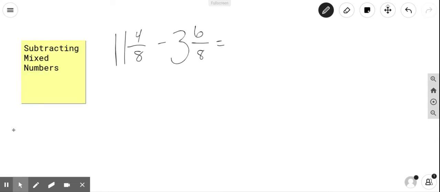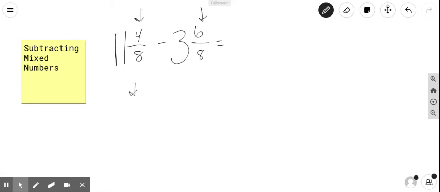All right, here's another one. 11 4/8 minus 3 6/8. Write it down. You need to be writing it down. Now we check. Is 4/8 larger than 6/8? It is not, so we're going to have to borrow, okay? We'll borrow from this number right here.